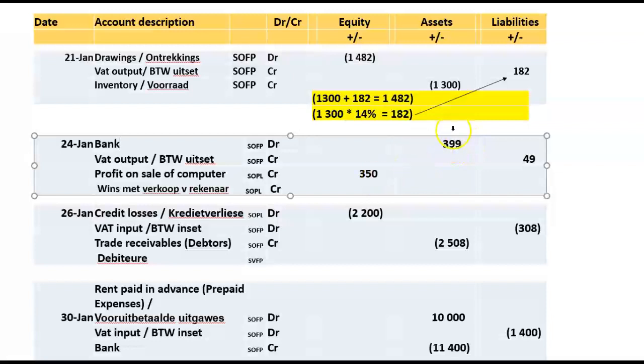The VAT exclusive amount belongs to the entity. And because the book value was zero, the full VAT exclusive amount will constitute a profit on the sale of the computer, statement of profit or loss, which will increase equity with 350 Rand. The 14% VAT on the 350 Rand, i.e. the 49 Rand, I have to pay over to the receiver of revenue as VAT output. So statement of financial position on the liability side, 49 Rand.